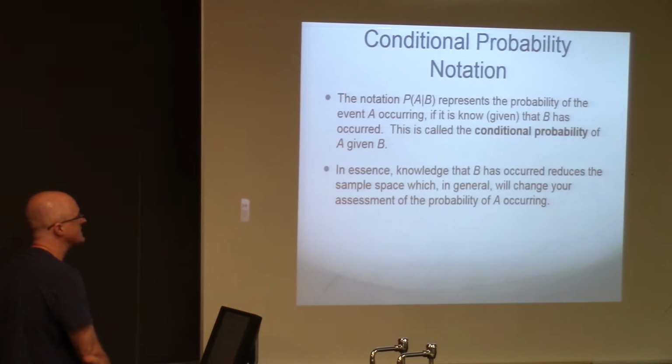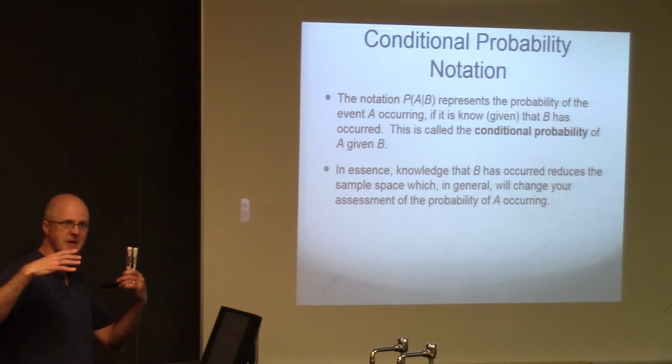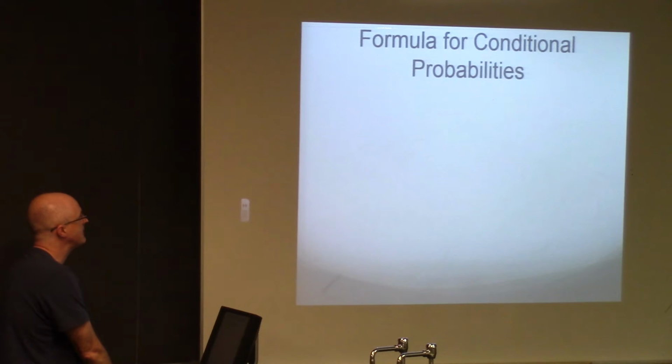In essence, knowledge that B occurs reduces the sample space. You know you're inside the circle for B. What now is your new assessment of the probability that A occurs? It could be the same. If the events are independent, it'll be the same probability. I'll show you an example with the Venn diagram in a minute.